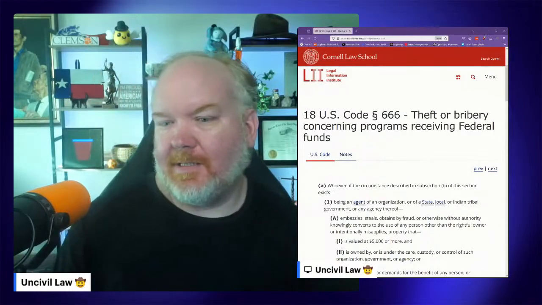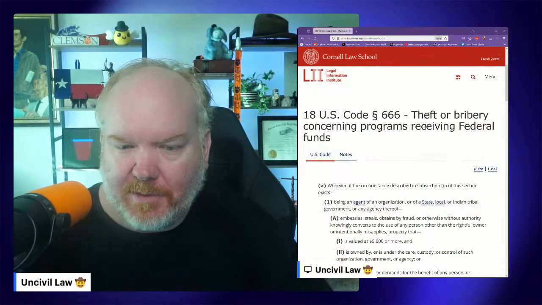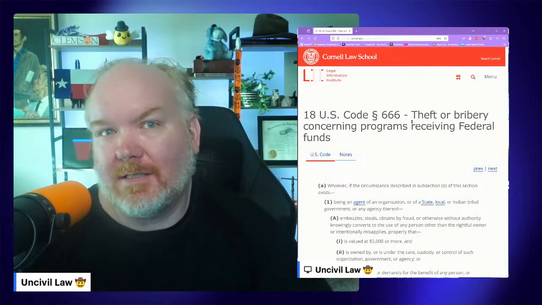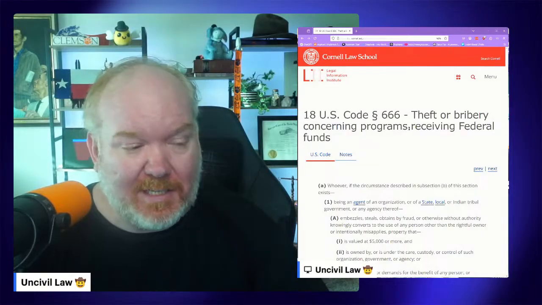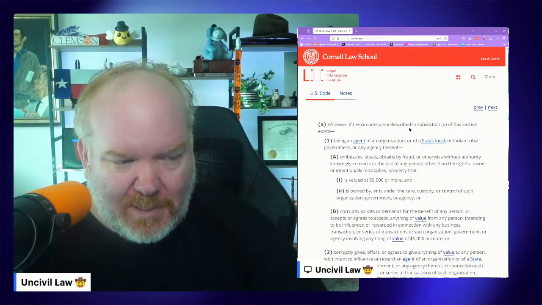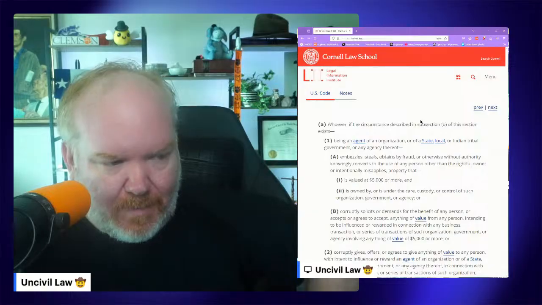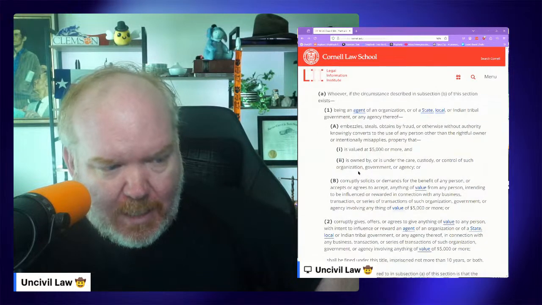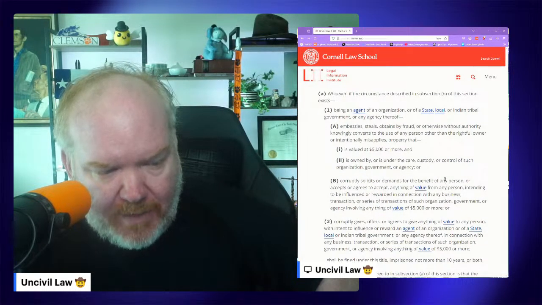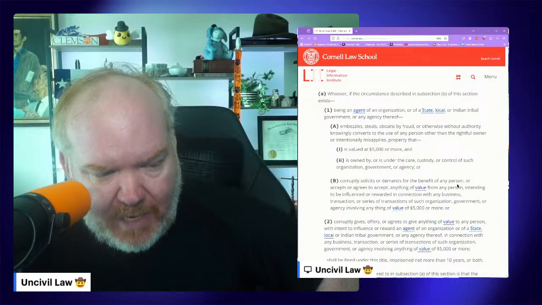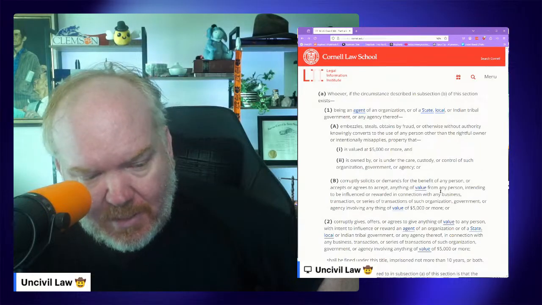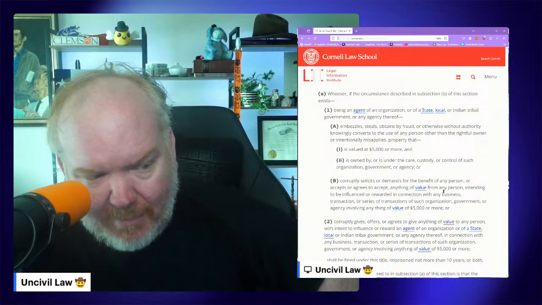18 USC 666. Theft or bribery concerning programs receiving federal funds, which incidentally, like most state police departments do, because they get federal funds for lots of things. Federal money is everywhere. Finding federal funds is not the challenging thing. Whoever, in circumstances described in subsection B of this section, being an agent of an organization of a state, local, or Indian tribal government or agency thereof, which would be the police, corruptly solicits or demands for the benefit of any person, or accepts or agrees to accept anything of value from any person, intending to be influenced or rewarded in connection with any business transaction or series of transactions of the government. Yeah, that's pretty much there.